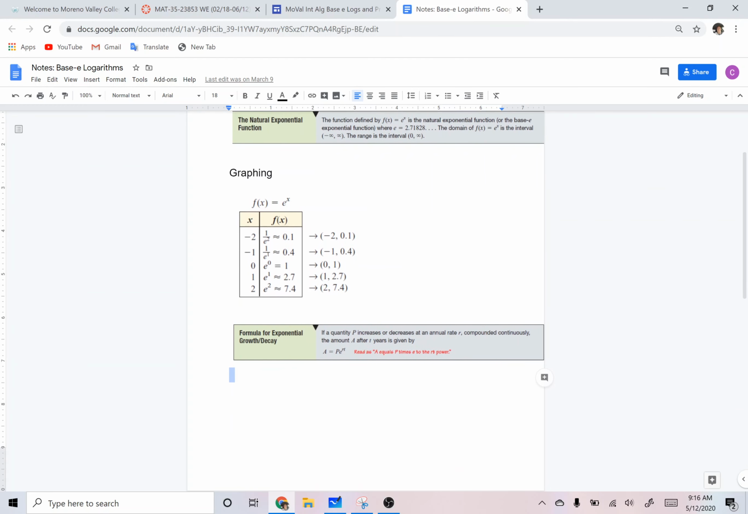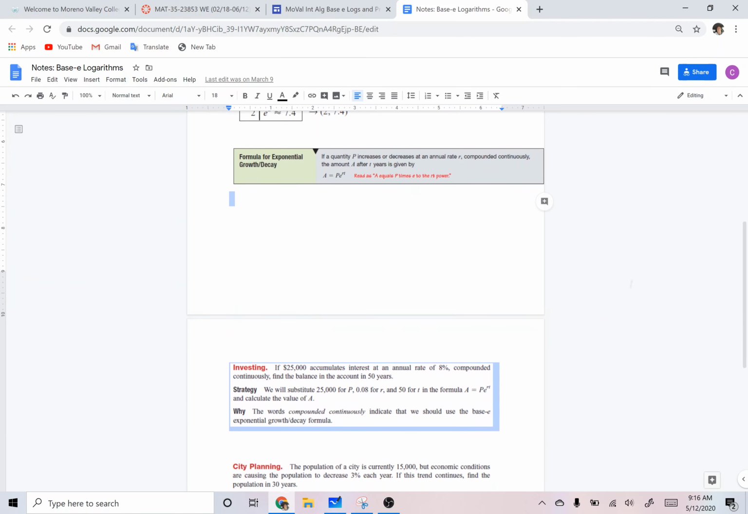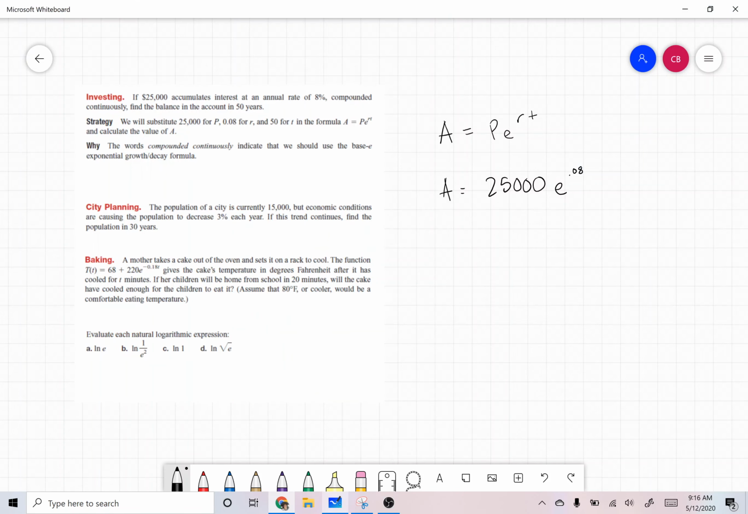If the quantity P increases or decreases at an annual rate of r, compounded continuously, then the amount A after t years is given by A equals P e to the r t, Pert. So we've got these problems. Let's work these out.